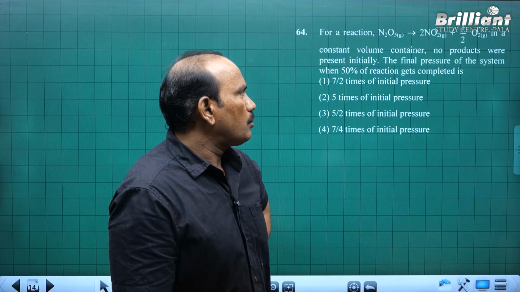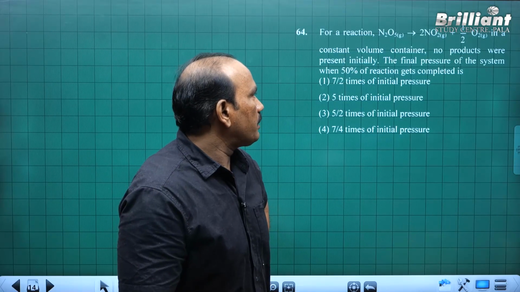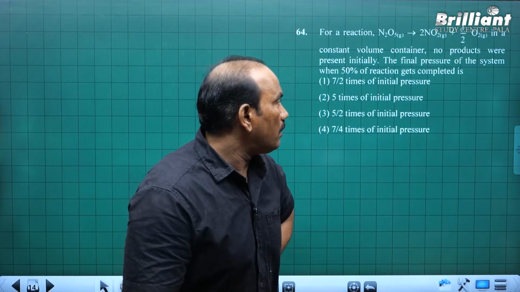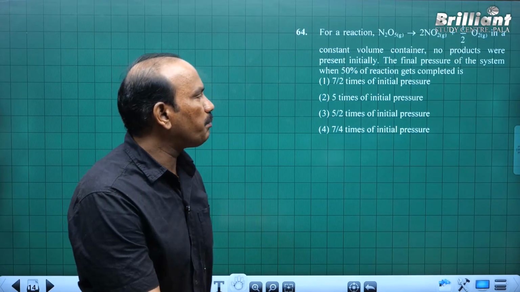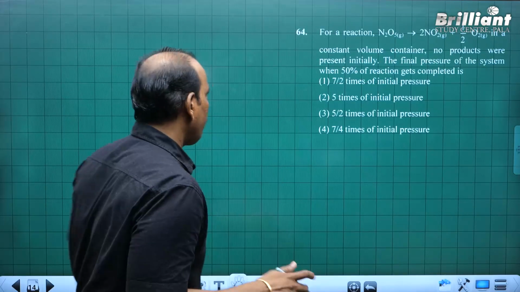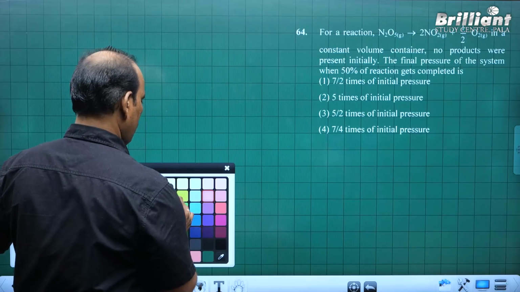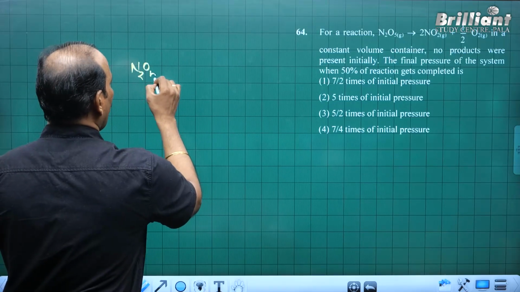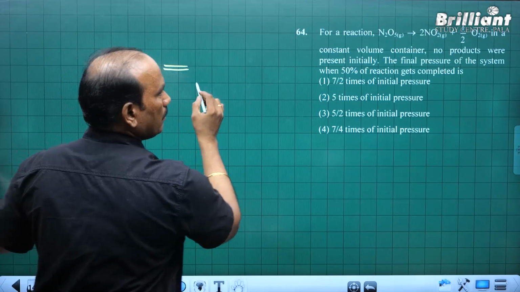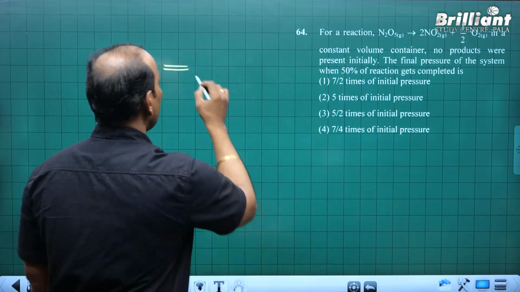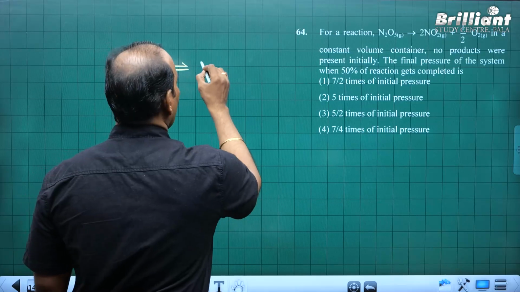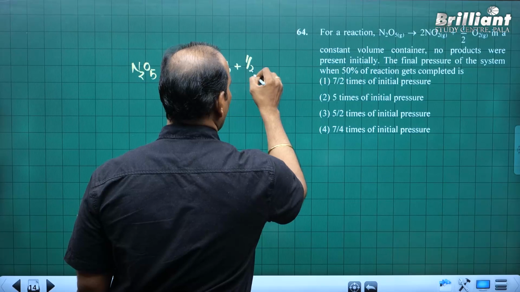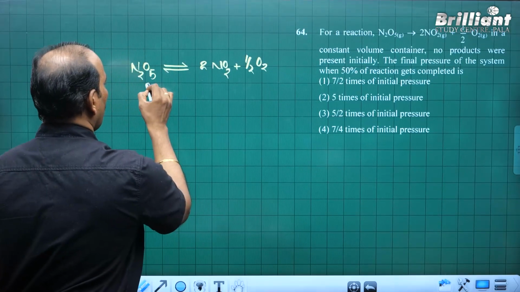Now, N2O5 gives rise to 2NO2 plus half O2 in the volume of the container. No products were present initially. What is the total pressure of the system when 50% of the reaction is completed? This is a general question. All are gases.